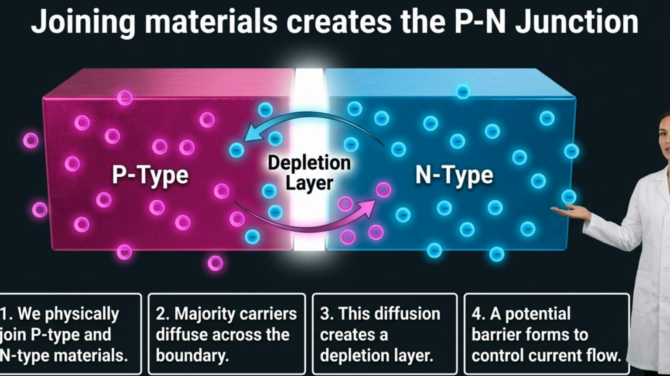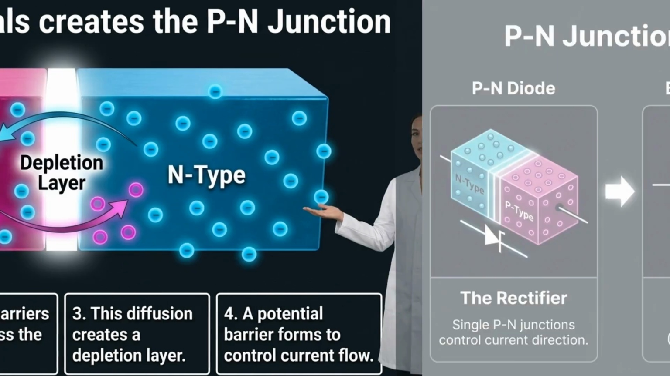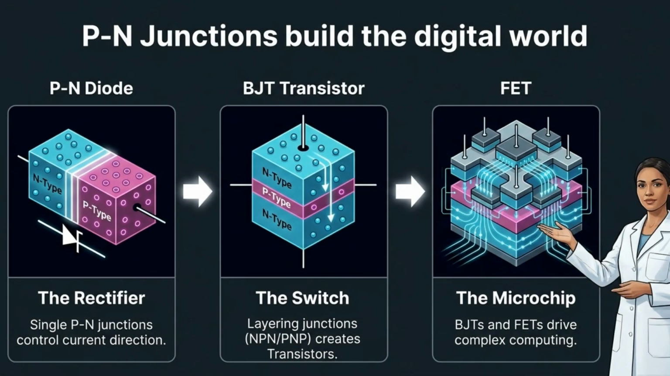Joining P-type and N-type materials creates a p-n junction. Majority carriers diffuse across the boundary, creating a depletion layer, which forms a potential barrier to control current flow. p-n junctions build the digital world. A single p-n junction forms a rectifier diode. Layering junctions creates transistors, which drive complex computing in microchips like FETs.